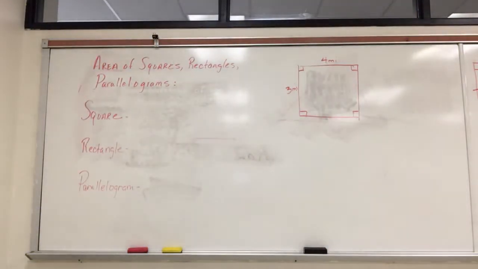All right, so yesterday we talked about area. Can anybody tell me what area is? The inside of the perimeter? The measurement of the space inside an object. Okay, that's what area is.